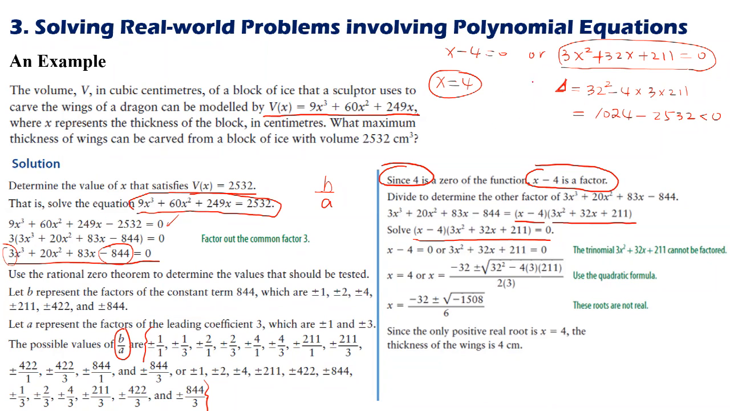Because this is a real world problem, x here has a meaning. x is the thickness of the block of ice, right? So it cannot be a non-real number. So x equals 4 is our final solution. That means the thickness of the block is 4 centimeters. Understand?